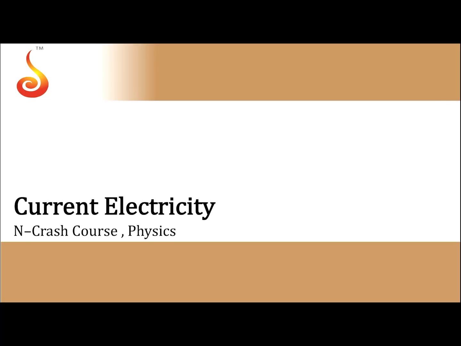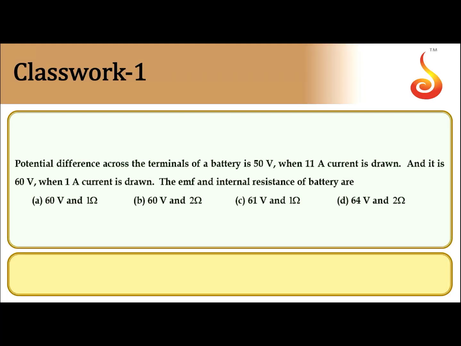The chapter on which we solve problems now is current electricity and of course atoms and nuclei. Example 1. Potential difference across the terminals of a battery is 50 volt when 11 amp current is drawn, and it is 60 volt when 1 amp current is drawn. The EMF and the internal resistance of the battery are.